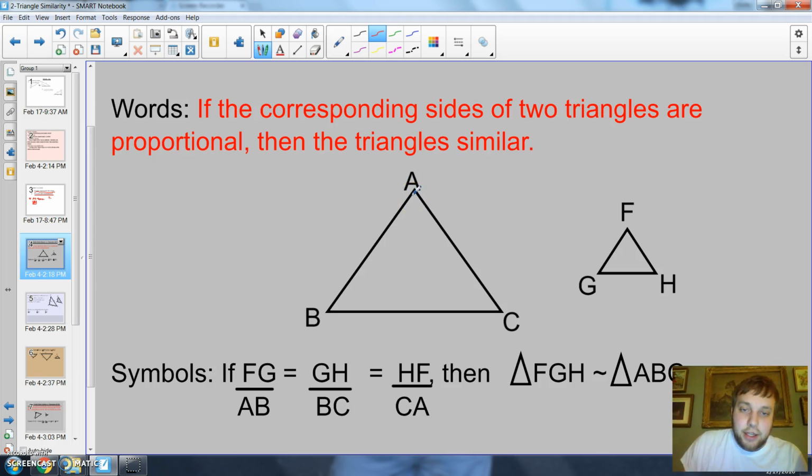So basically, if this side and this side were given a fraction, and this side and this side were given a fraction, and this side and this side were given a fraction, they would all equal the same number.